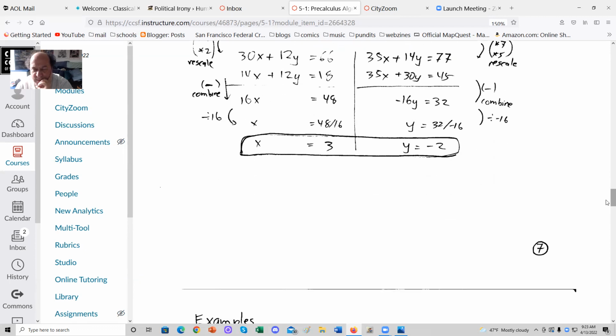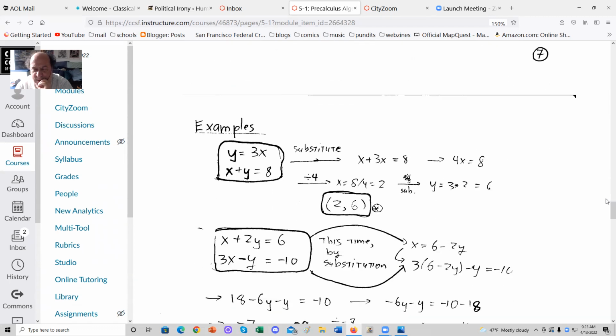And that's done. All right, here's another example. y equals 3x and x plus y equals 8. Now, this is an obvious substitution because we already have y in terms of x. y equals 3x. So we have a y here in the second equation. We'll substitute a 3x, and get x plus 3x equals 8.